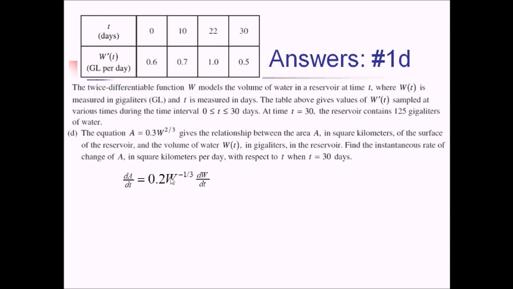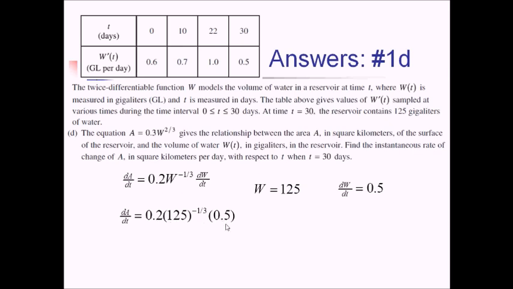W, for example, they're talking about the value of W at time 30. They gave us that in the beginning of the problem up here where they said at time 30, the reservoir contains 125 gigaliters. So 125 is the value of W when time equals 30. And then for dW over dt, this is essentially W prime of 30, which they gave us in the table up here. That's 0.5. Plug in all this in. We've got 0.2 times 125 to the negative 1/3 times 0.5. And you could actually just put the units, kilometers squared per day on the end. And then this problem would be done.